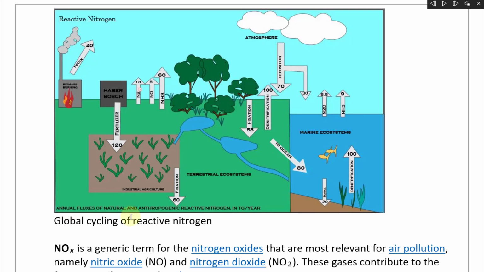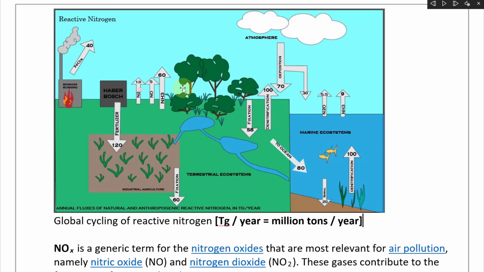And annual fluxes of natural and anthropogenic reactive nitrogen in Tg. I think this is Tg per year. Let's see what this is. Yeah, here I just Googled it. Tg per year is equal to million tons per year. And yeah, this is terrestrial ecosystems like that.